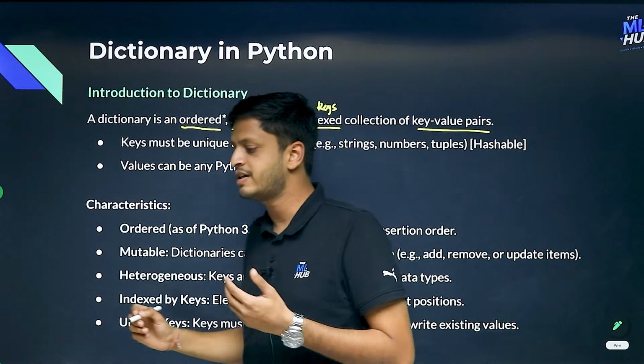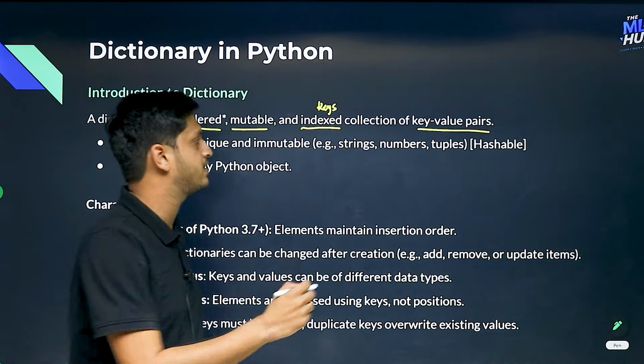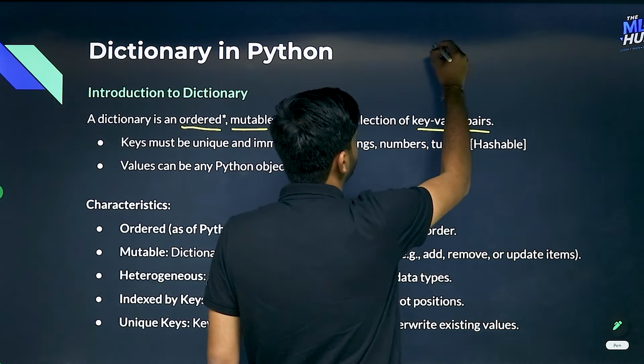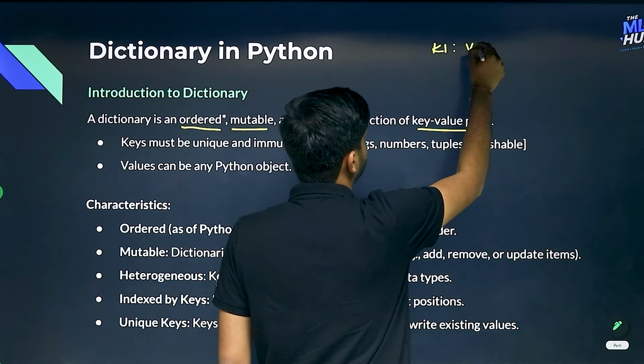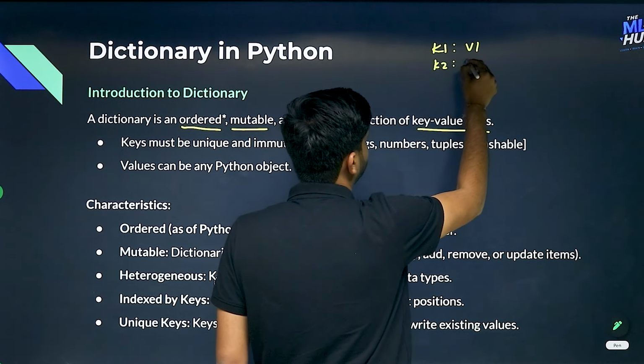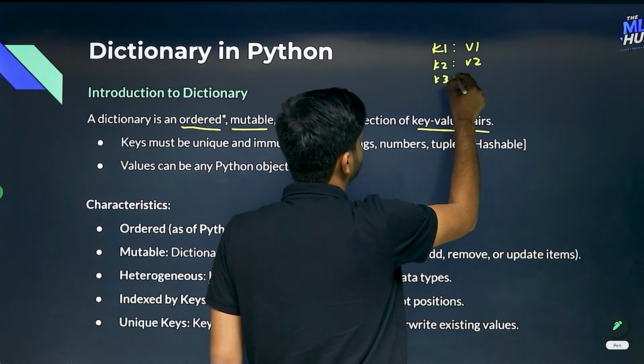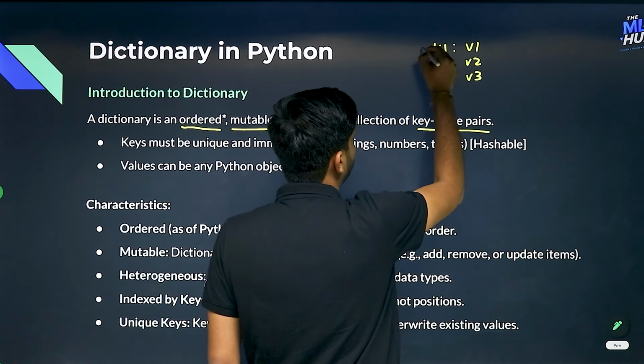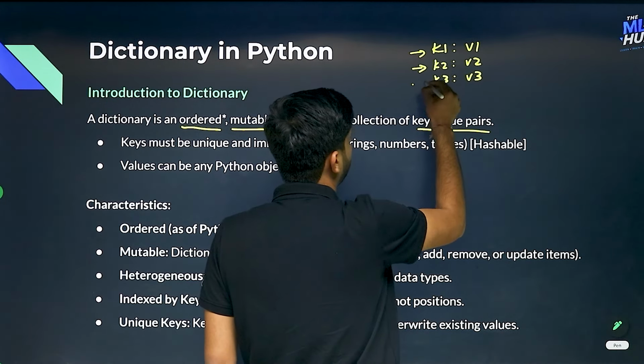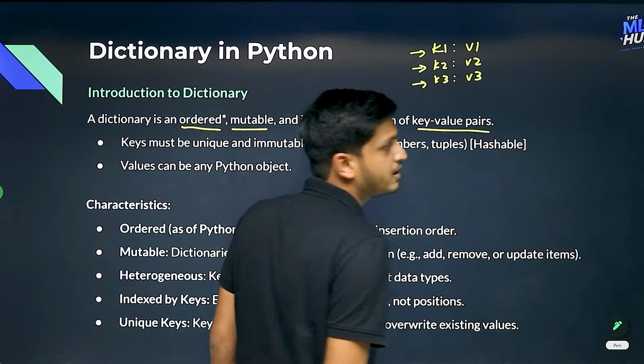So what are dictionaries? They are collections of key value pairs. For a key you will store a value, for another key you will store another value, and so on. So you will have key value pairs like this, and a collection of key value pairs is called a dictionary.